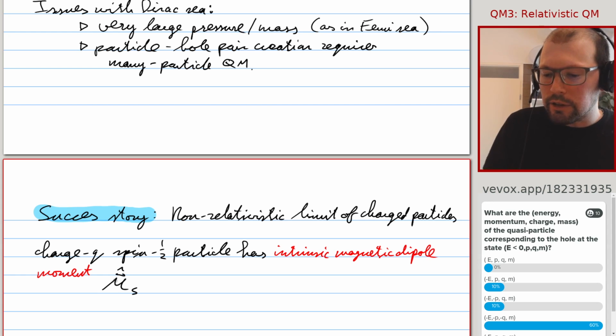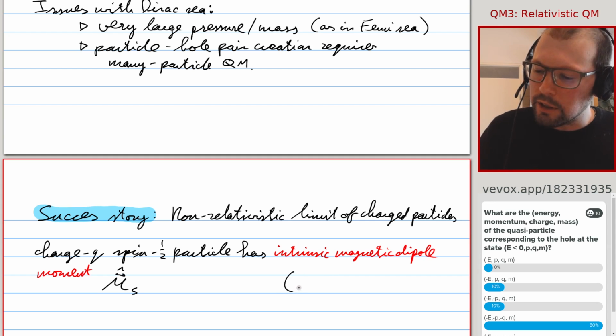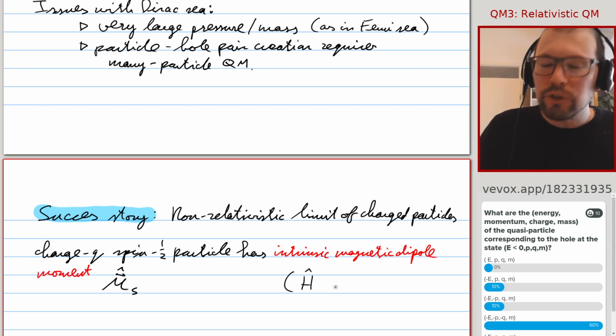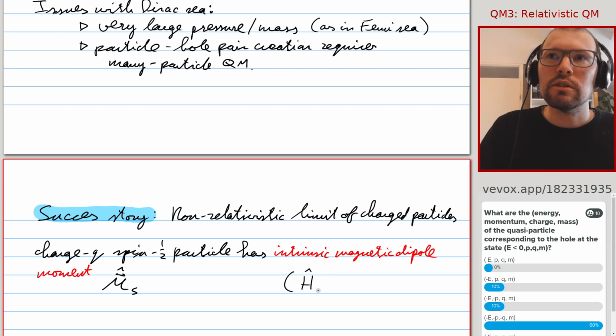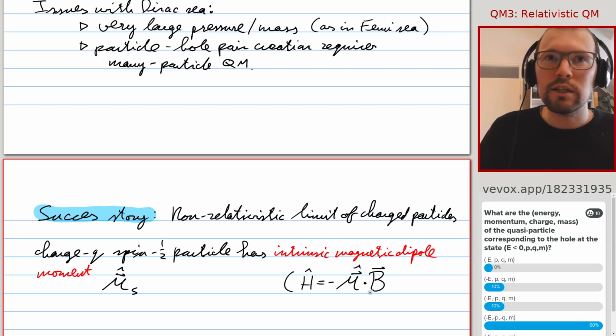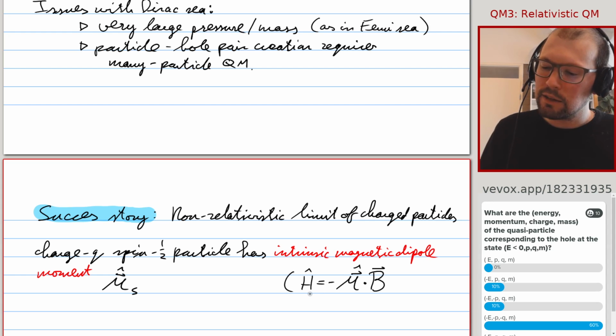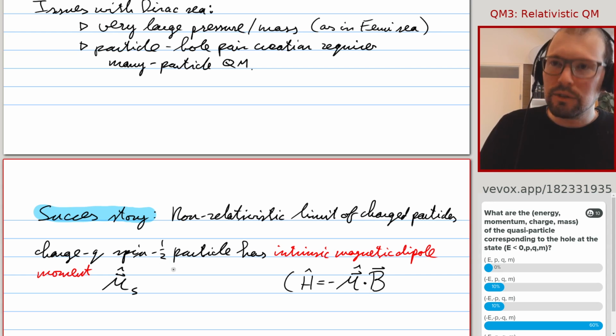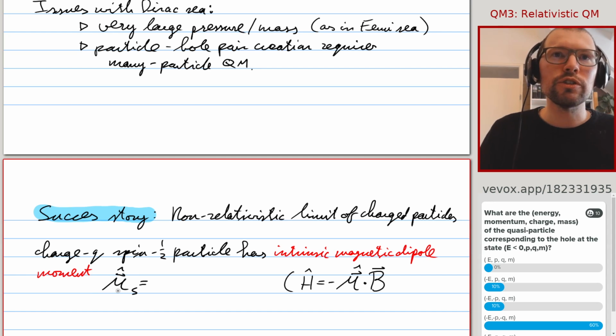So it's a vector operator, and in what sense does it feel the magnetic field? Well, the Hamiltonian associated to the interaction between this magnetic dipole moment and the magnetic field is of this form. So it's the inner product with the magnetic field. So it is saying that the spin, it likes to align with the magnetic field.